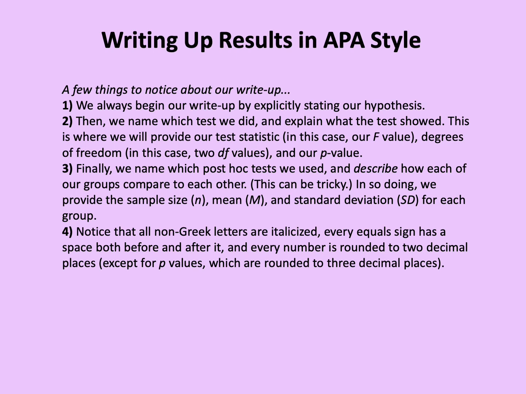And notice that all of the non-Greek letters are italicized. So mean, standard deviation, and our p-values are all italicized. And like I said, an equal sign has a space before and after it, and every number is rounded to 2 decimal places. You can round p-values to 3 decimal places if appropriate, but typically you're not going to report the actual p-value. You're just going to indicate whether it's less than or greater than 0.05, which is 2 decimal places.